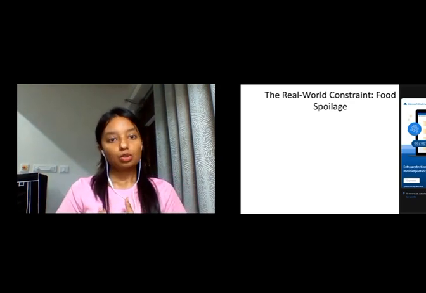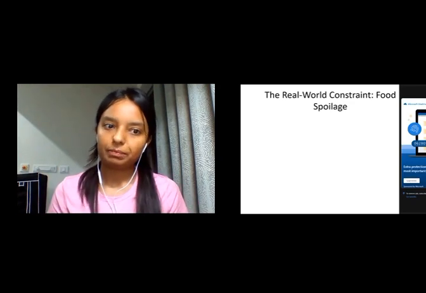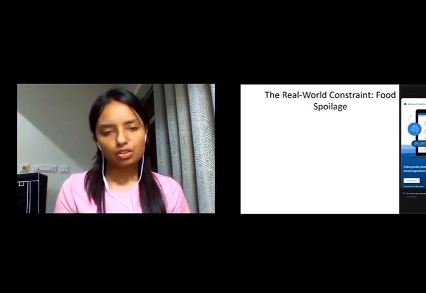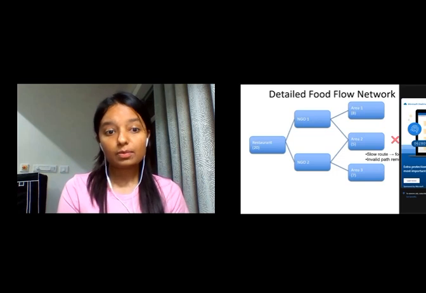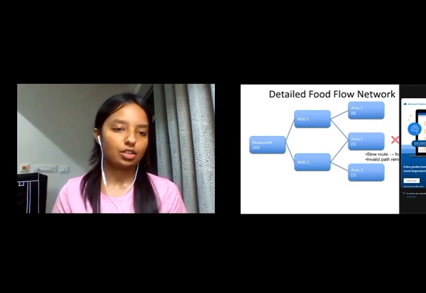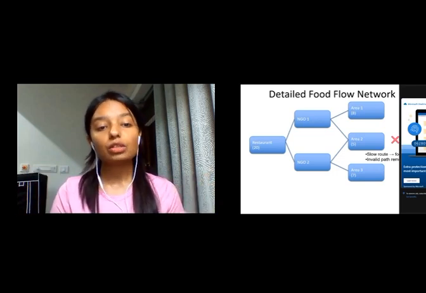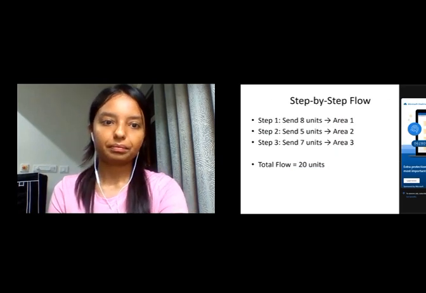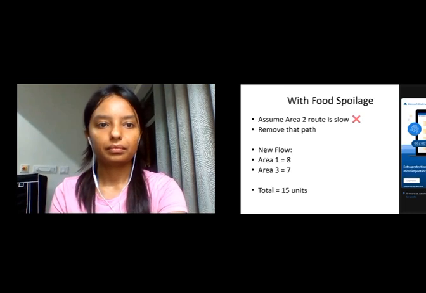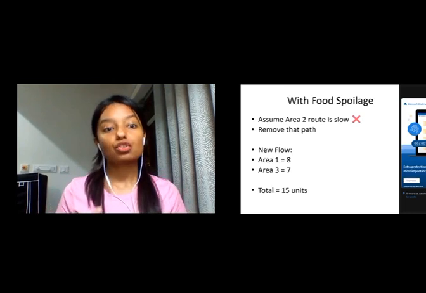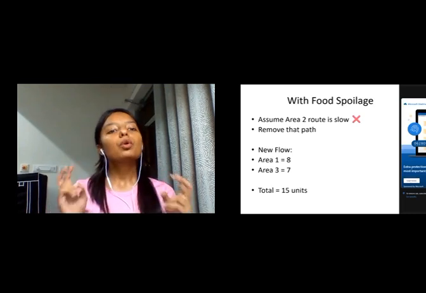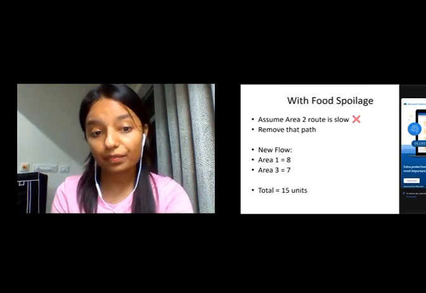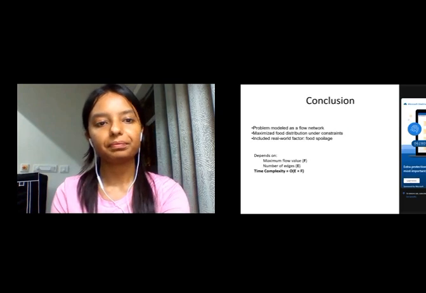So far, we assumed that all the routes are usable. But in reality, food is perishable. If this route is too slow, the food will spoil before even reaching area 2. So we need to remove this path from the network. Now let's calculate the flow again. By modifying the network based on real-world constraints, we compute a more realistic maximum flow. So over here, the maximum flow becomes 15 instead of 20.